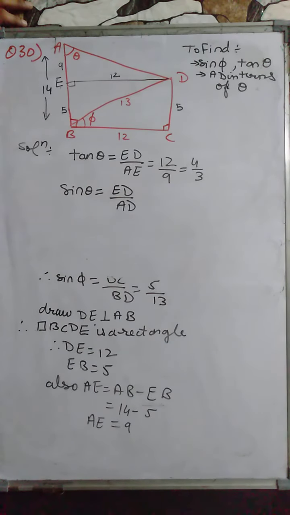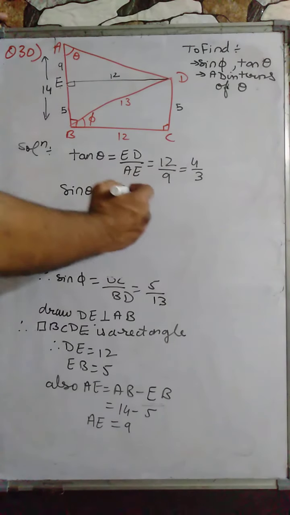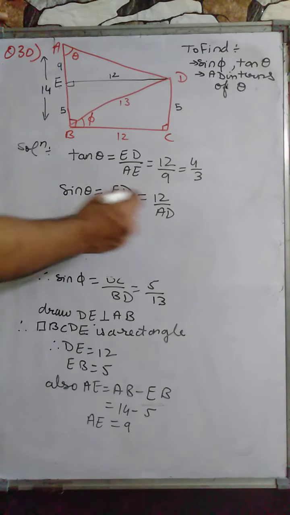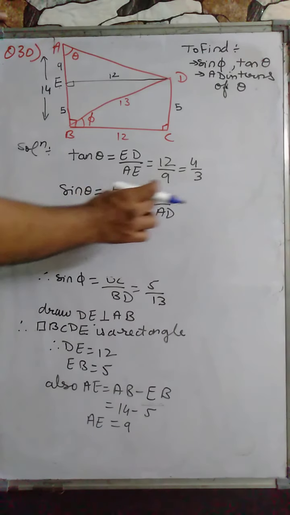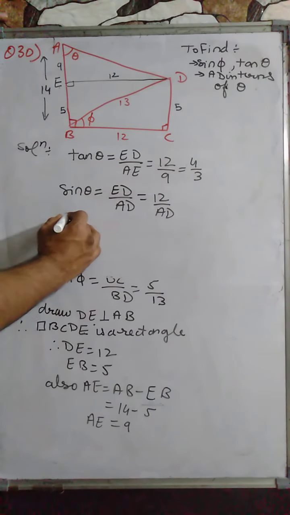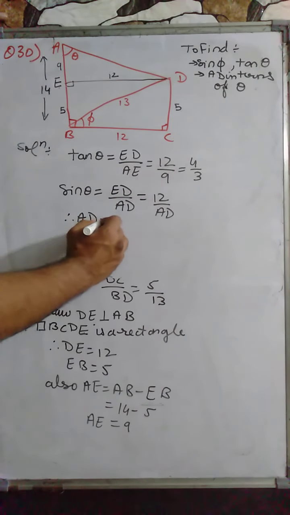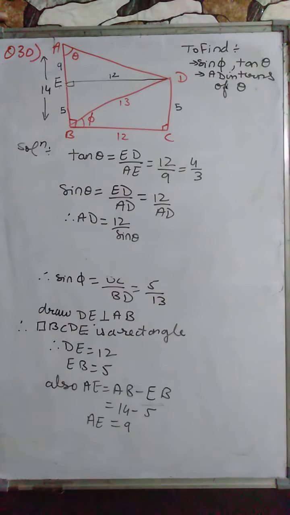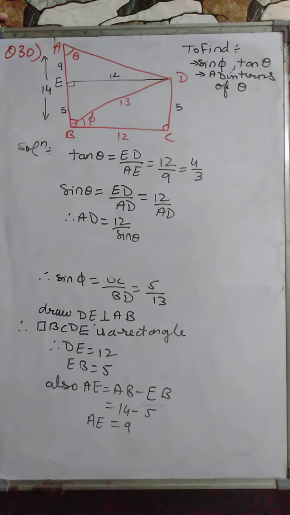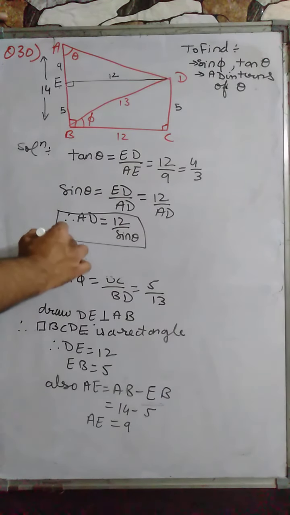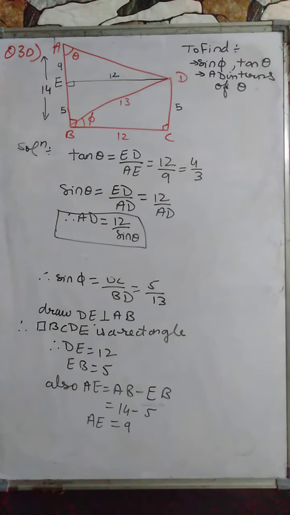I have the value of ED, so this becomes 12 upon AD. So sine theta is equal to 12 by AD. Take AD on one side and sine theta on the other side. Therefore, you get AD is equal to 12 upon sine theta. This is the value of AD in terms of theta. This can be one value.